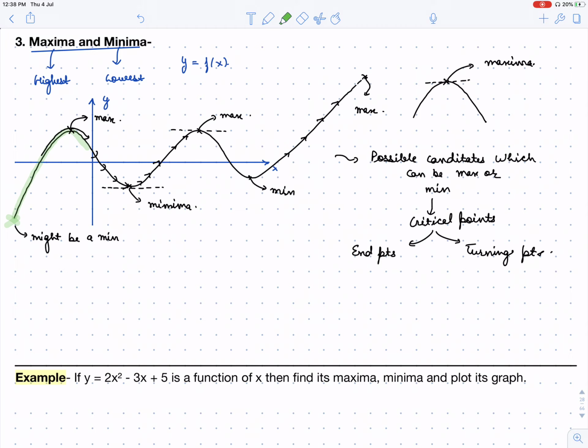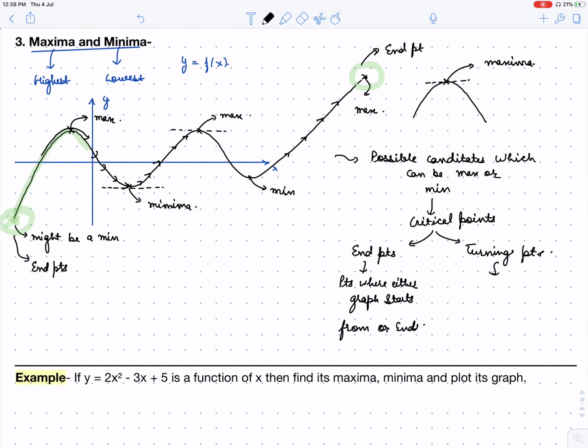As you can see, the graph starts from this position and ends over this position. So the two corner points over here are known as endpoints. This is one of the endpoints and this is another endpoint. Endpoints are the points where the graph either starts from or ends. And the second sort of points are called turning points. Turning points are such points where the graph takes a turn.